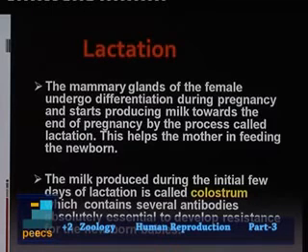The feeding of the young one, especially during the initial days after parturition, is very important. It is because it will give a passive immunity to the newborn. Do you know which antibody is present in colostrum? Within colostrum, there is antibody A or immunoglobulin A.